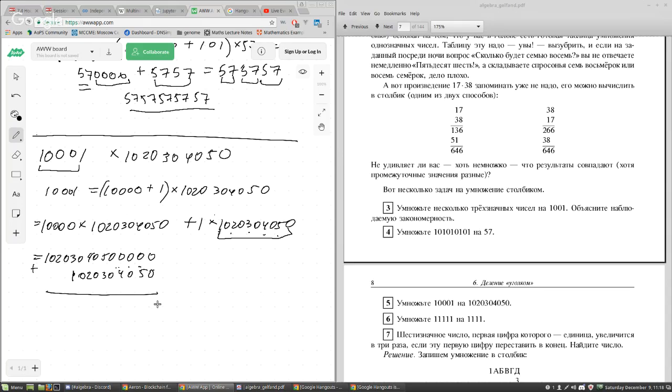Now look what we get. Notice how the last 5 digits of the bottom number have zeros above them. So those just get copied. Nothing happens to those. Now, these change: 5 plus 3 gives me 8, 0 plus 0 is 0, 4 plus 2 is 6, 0 plus 0 is 0, 3 plus 1 is 4, 0, 2, 0, 1. All right, and I have my answer.